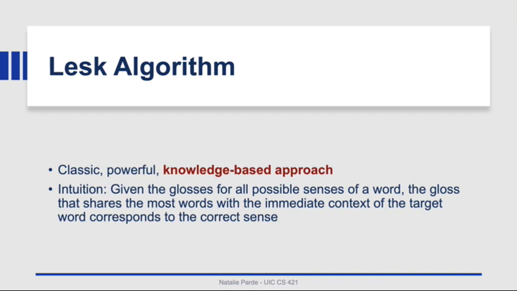One classic and very popular knowledge-based approach to word sense disambiguation is the Lesk algorithm. The Lesk algorithm selects word senses based on dictionary glosses, with the intuition being that the gloss for the best sense will share the most words with the surrounding context of the target word.